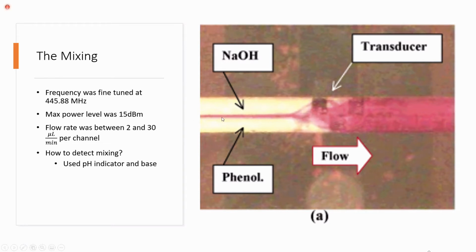The frequency at the transducer is 445 megahertz, with a max power level of 15 decibels. The input flow rates would be between 2 and 30 microliters per minute per channel, meaning that each individual channel, the input channels, not the main channel, would have these flow rates. And then once it flowed through this black box right here, which is a transducer, the flow would go from left to right.